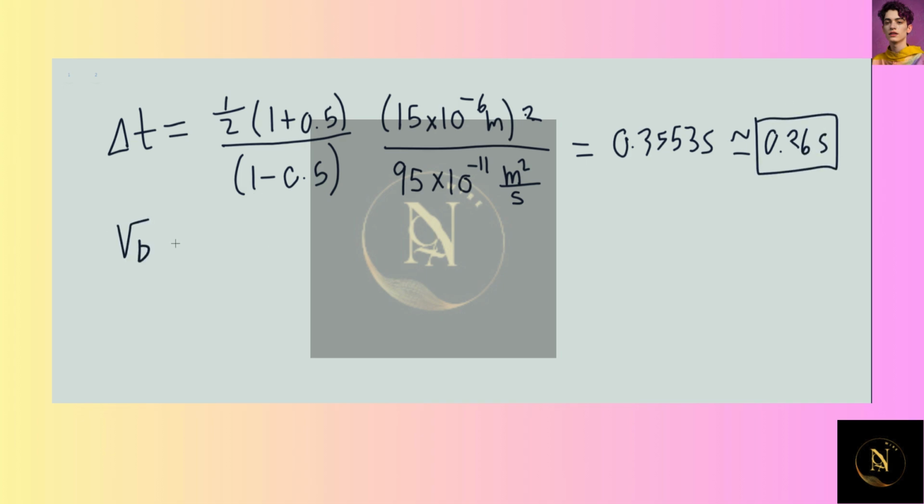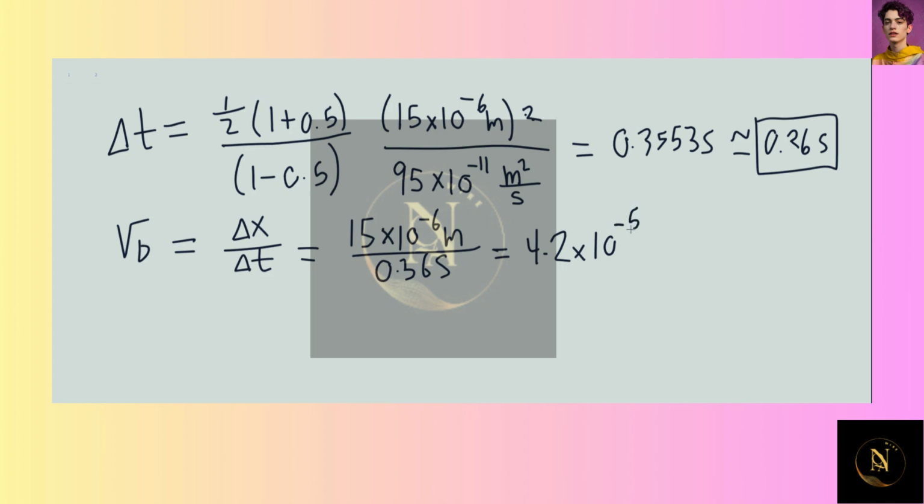The average velocity for diffusion is thus going to be just delta x over delta t. We found delta t, and we know delta x. So 15 times 10 to the negative 6 meters divided by 0.36 seconds will give us about 4.2 times 10 to the negative 5 meters per second. Okay.